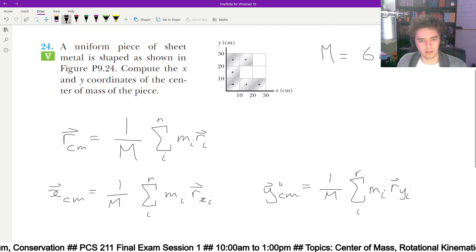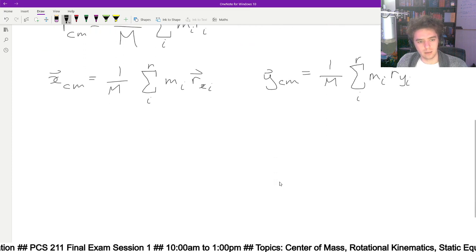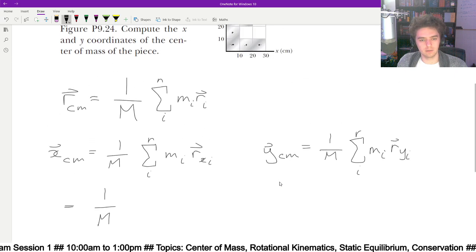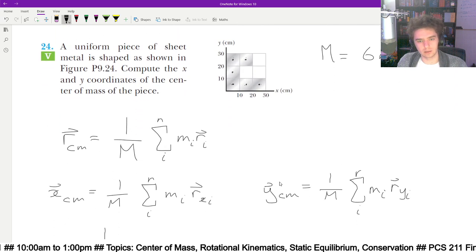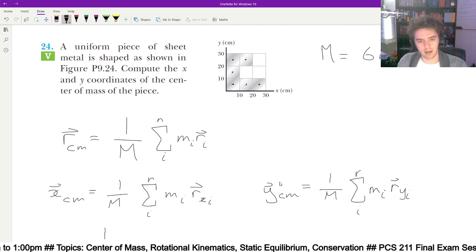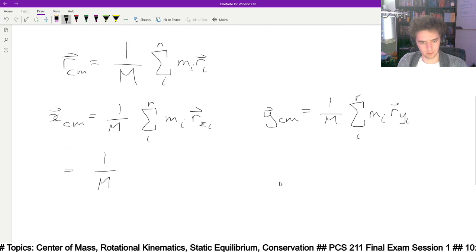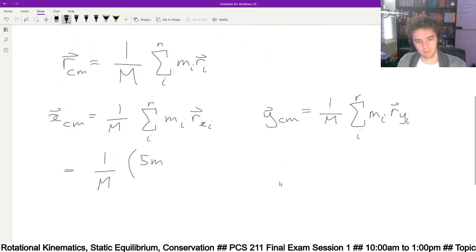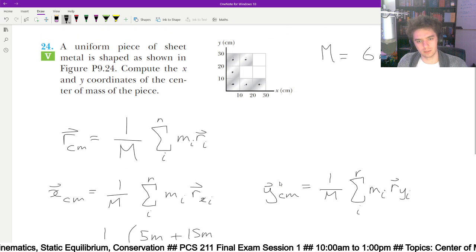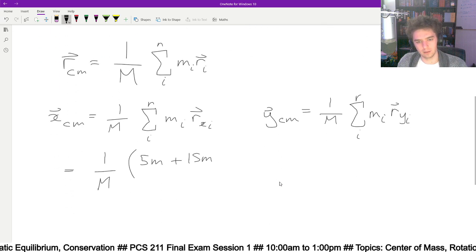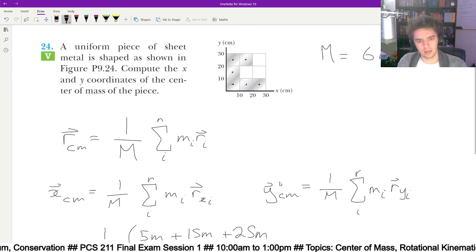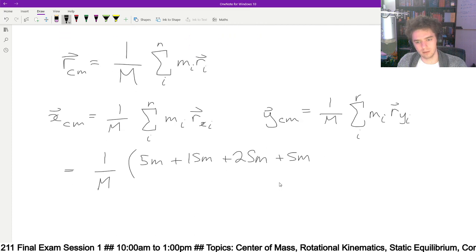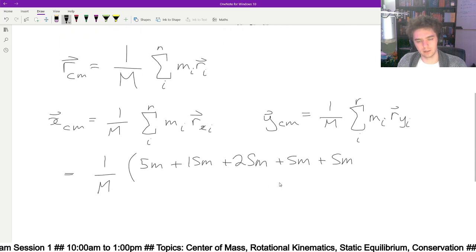So let's start with the x value. This is going to be 1 over, I'll still call it big M, times the sum of mass times r_xi. So let's start with this piece right here. The x value of that piece is 5, and its mass is m, so it's 5m. Next one is 15m. Next one is 25m. Now this piece up here is another 5m. This piece up here is another 5m. And this piece right here is another 15m.